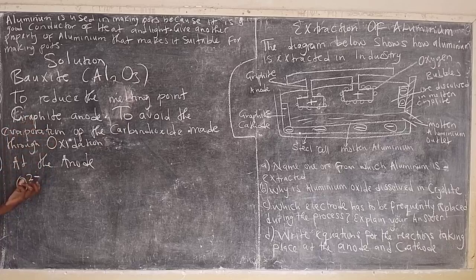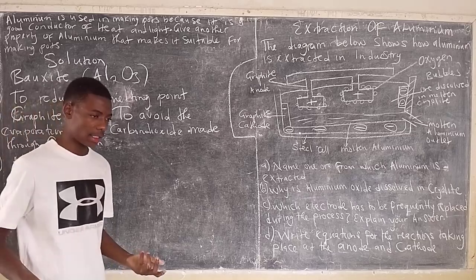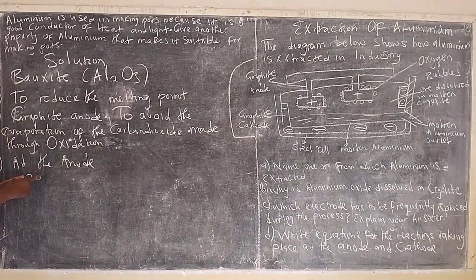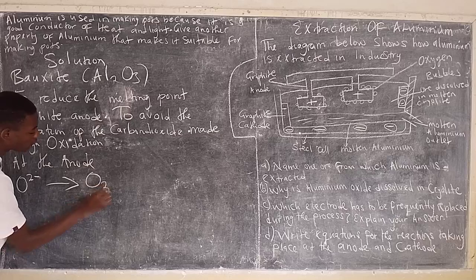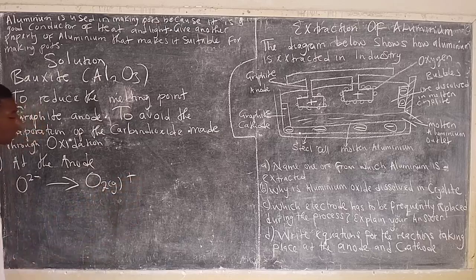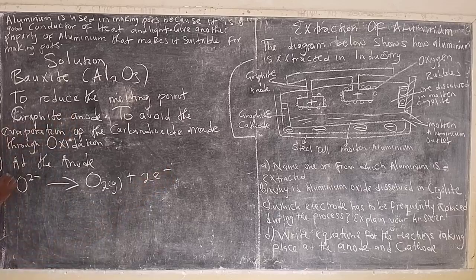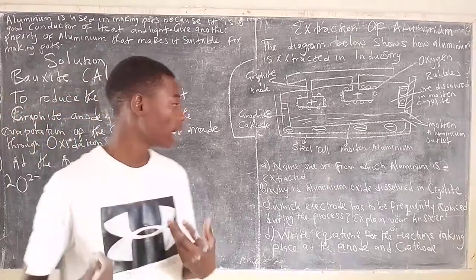Now, since it's a non-metal, for it to become a gas it needs to lose the excess electrons that it has in order to return to its original position. So we are going to say oxygen ions will become oxygen gas, provided that the 2 electrons are lost. So we are going to balance our equation like that. This reaction is what takes place at the anode.